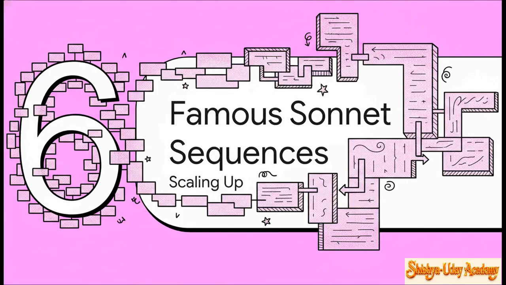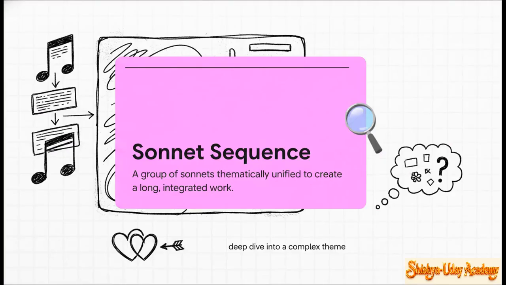Part 6. Famous sonnet sequences, scaling up. Let's see what happens when poets take this technology and scale it way up. When they link these individual building blocks together to create something massive, they create what is known as a sonnet sequence. A sonnet sequence is a group of sonnets thematically unified to create a long, integrated work. If a single sonnet is a single, catchy song, well, a sequence is essentially an entire concept album, built out of individual 14-line tracks. While these sequences don't necessarily tell a direct linear story with a strict point A to point B plot, they almost always chart the complex progression of a love affair or facilitate a deep dive into a major human theme like mortality, time, or faith.